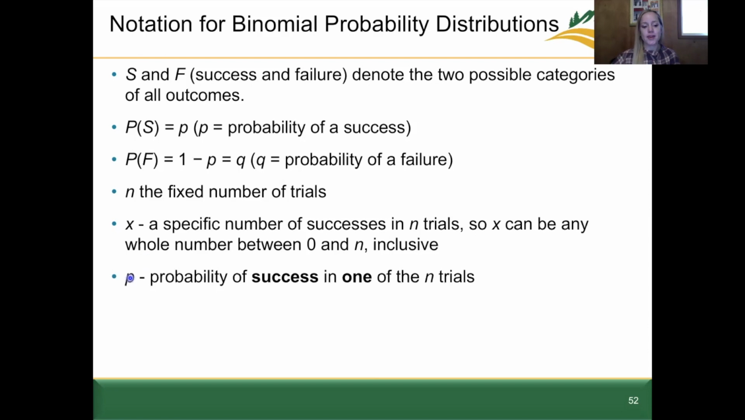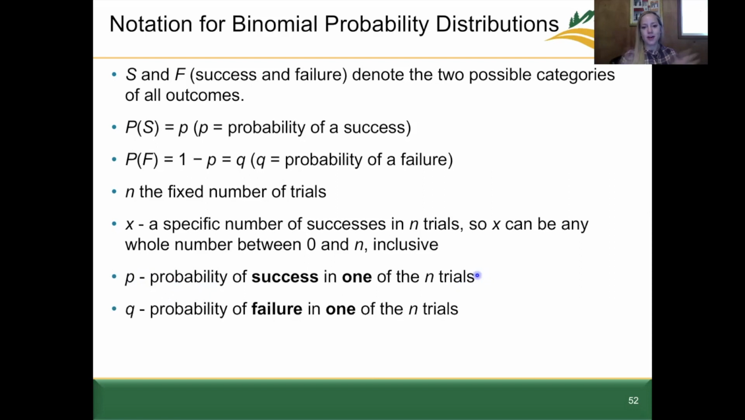So more on lowercase p, more specifically, it's the probability of success in just one of the trials of n. So we have all of these n trials. Lowercase p is the probability of a success in just one of those trials.